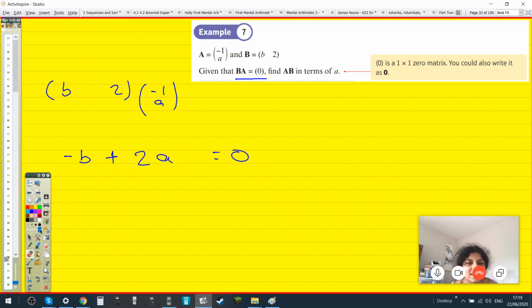So this should be... yeah, the sign is 1 times 1. So BA is equal to 0. What is that BA minus? Yeah, okay. What is B equal to?